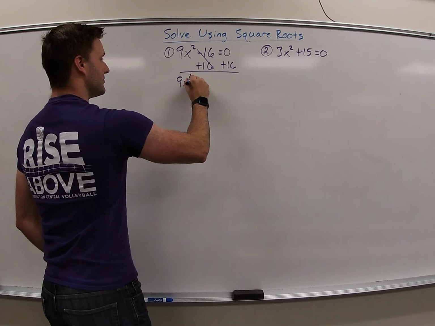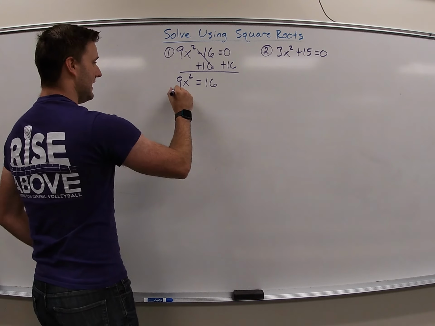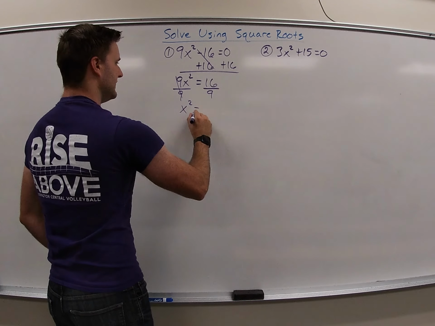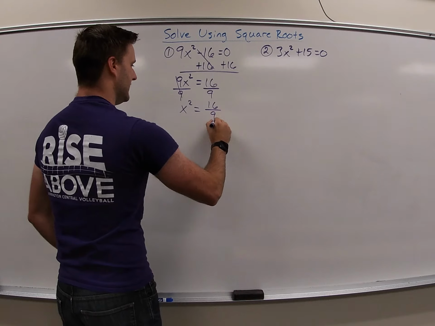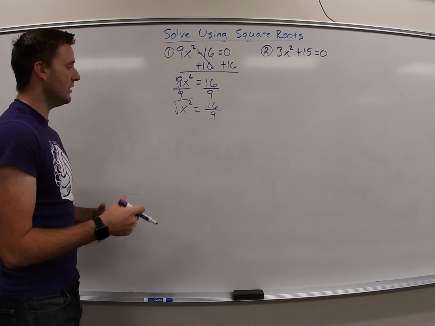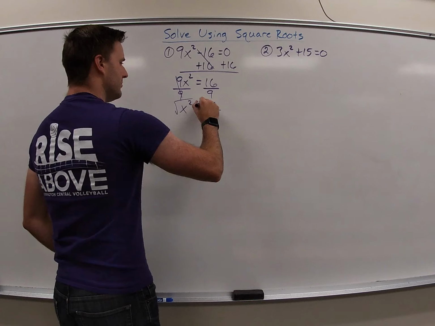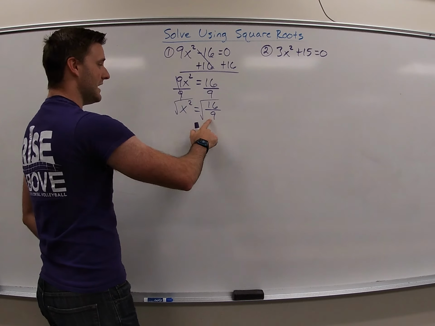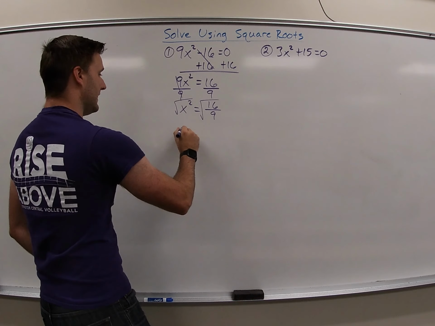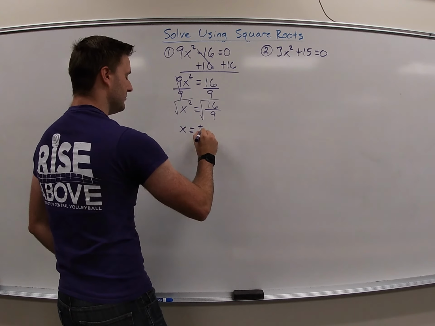So I'm left with 9x squared is equal to 16. Well, to get x squared by itself, you would divide both sides by 9. This fraction does not reduce, so you get x squared equals 16 over 9. Now, how do you undo a square? By taking the square root. The last video you watched should have been talking about how to simplify radicals. If I take the square root of both sides, I have to take the square root of the entire fraction, top and bottom. So x equals, anytime I take the square root, I need to say plus or minus.